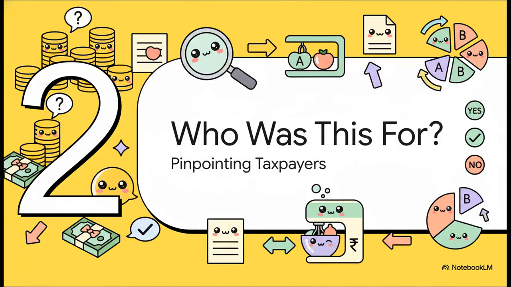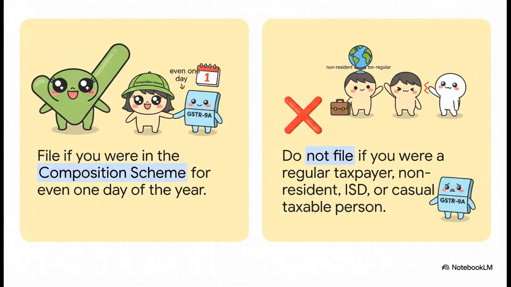Okay, so we know it was for composition dealers. But as with all things tax, there were some nuances. Let's really pinpoint who had to deal with this form and who didn't. And this slide really draws a clear line in the sand. The rule of thumb was simple. If you spend even one single day of the financial year under the composition scheme, GSTR-9A was meant for you. On the flip side, if you were a regular taxpayer the whole time, a non-resident or an ISD, a business that just distributes tax credits to its branches, you could just completely ignore it.